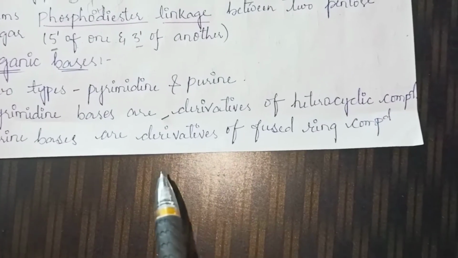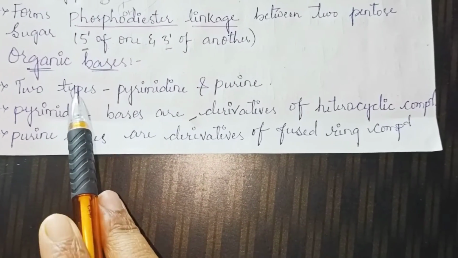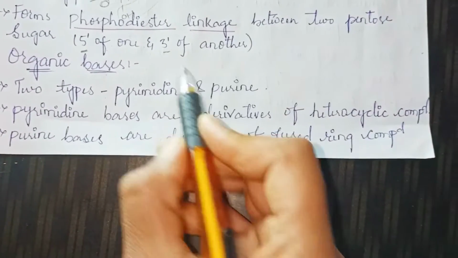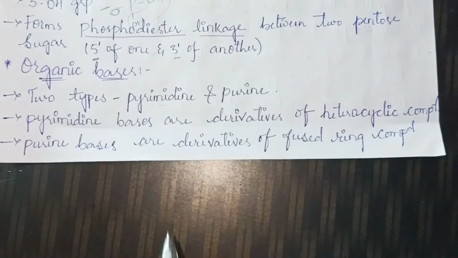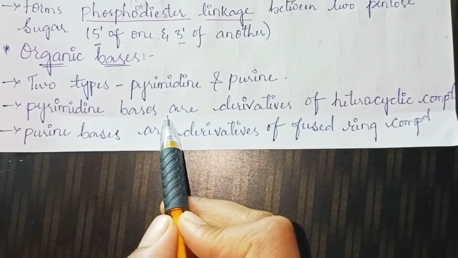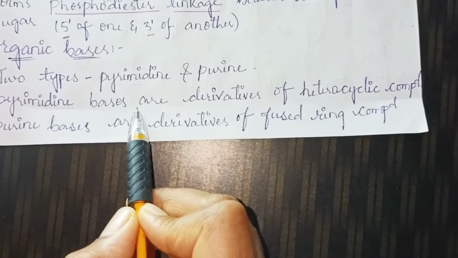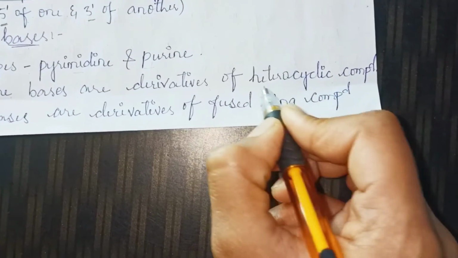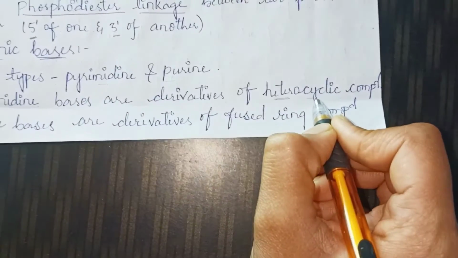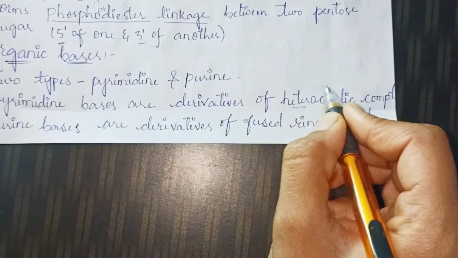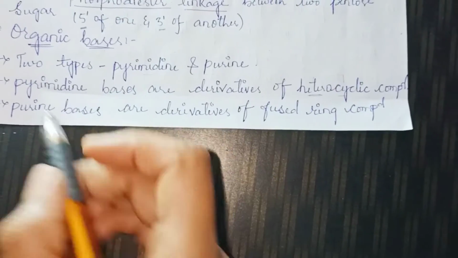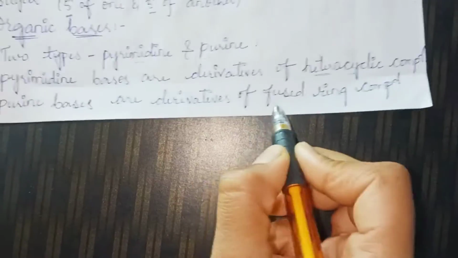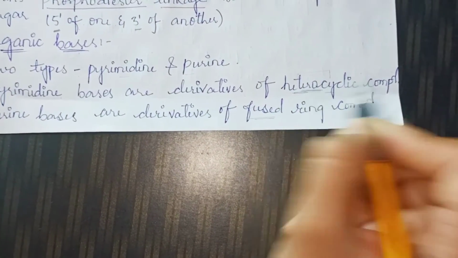Next component of nucleic acid is the organic bases. Organic bases are of 2 types: basically pyrimidines and purines. These are the nitrogenous or organic bases. They are derivatives of heterocyclic compounds. Hetero means different, so pyrimidines are made up of a heterocyclic ring. Next one is purines. Purines are derivatives of fused rings, which are fused and heterocyclic.